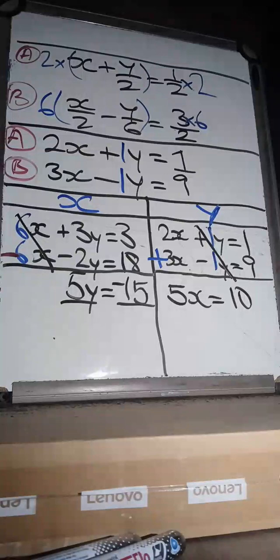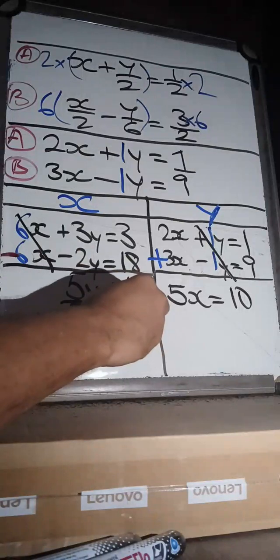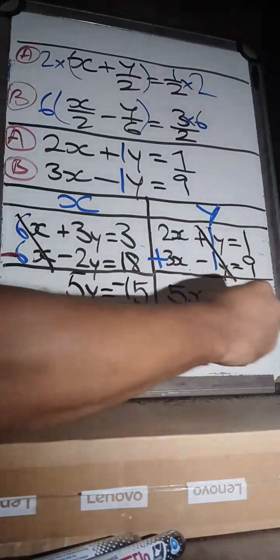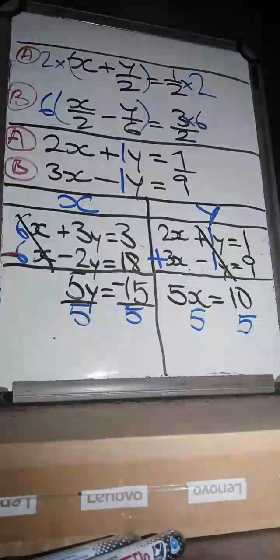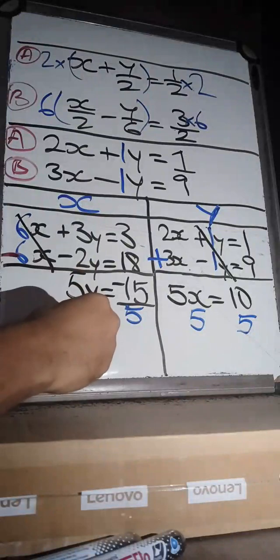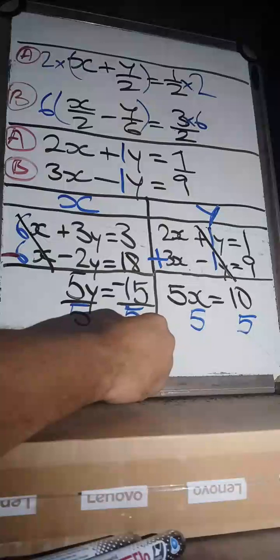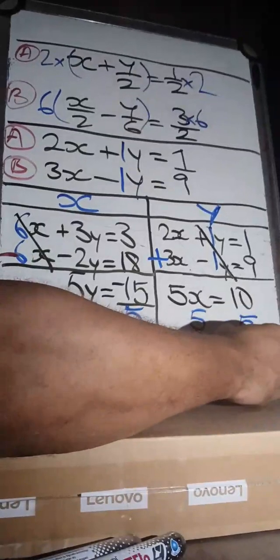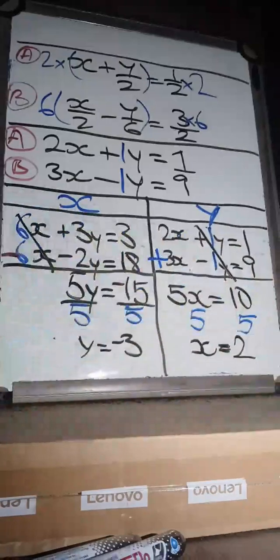So now we divide both sides by what's in front of the y. What's in front of the y is going to be 5. Divide both sides by the 5. Same thing over here. We divide both sides by the 5. That's what's in front of the x right there. So our y is going to be minus 3. Our x is going to be a positive 2.